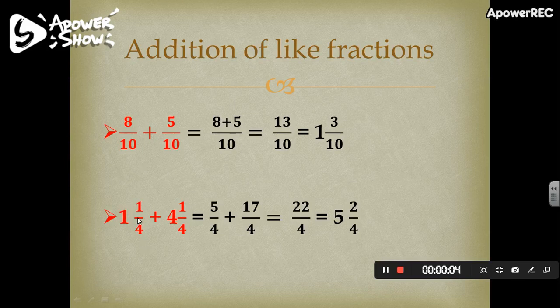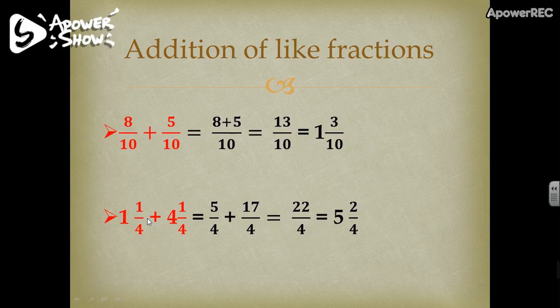In the next example, the only difference is that the fractions given are mixed fractions. So first of all, you have to express them as improper fractions, and then you have to add them. First, I am expressing 1 1 by 4 as an improper fraction. You have to multiply the denominator and the whole number. So 4 multiplied by 1 is 4, and then you have to add the numerator to it. So 4 plus 1 is 5. So 1 1 by 4 can be expressed as 5 by 4.